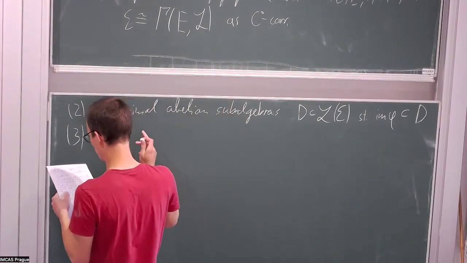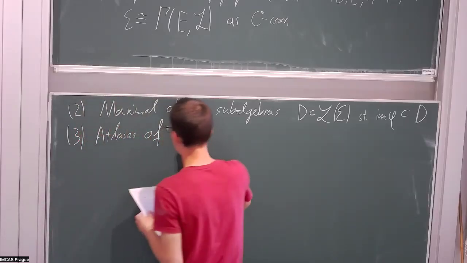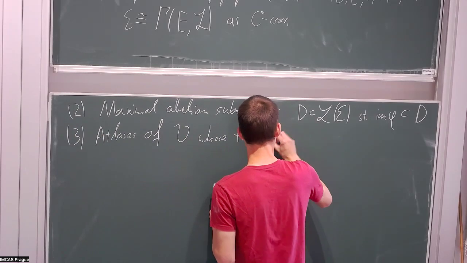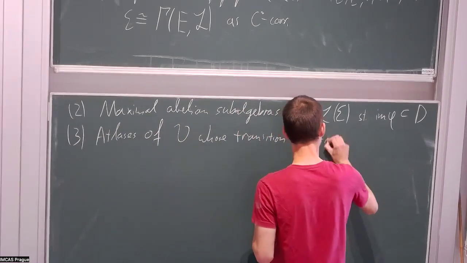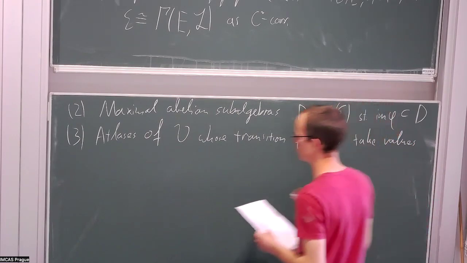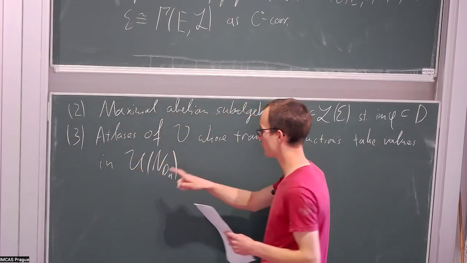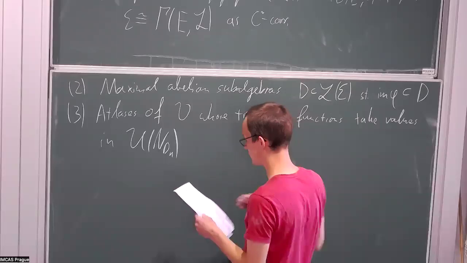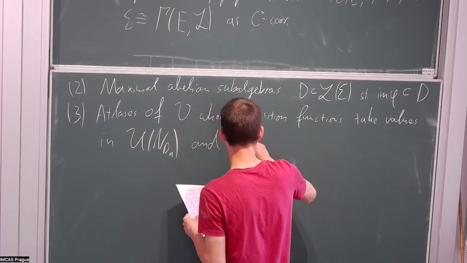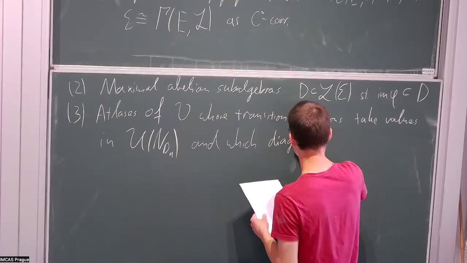So, and here I'm going to use some words which I have to explain in a second. Atlases of V whose transition functions take values in some group, which I'm going to explain in a second. So it's the unitary group of the normalizers of the canonical diagonal in the n times n matrices. And these atlases should diagonalize the left action, which is another phrase I have to explain. Nice.